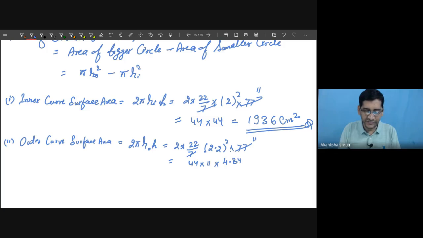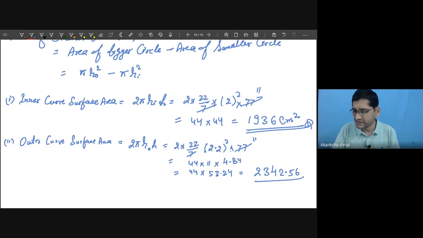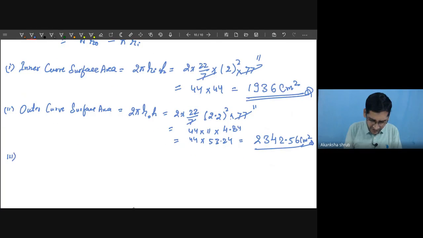You will get 53.24. So 44 into 53.24. Multiply these two, and while multiplying, you will get the result like this: 2342.56 centimeter square. Unit is important, so do not forget to write the unit, centimeter square. Okay, student. Now the third one is our total surface area.